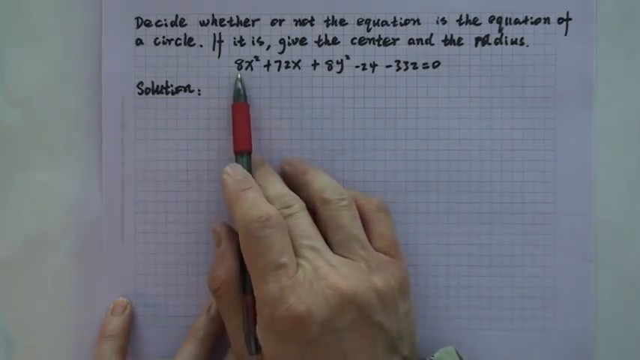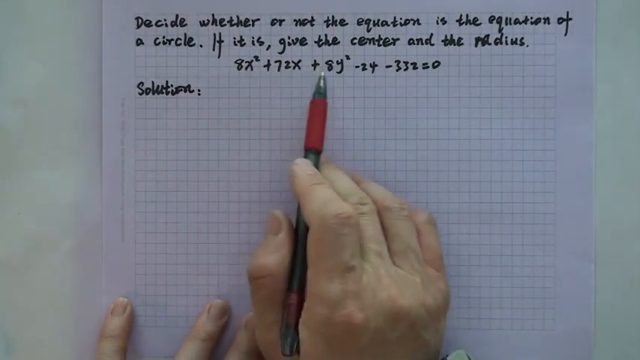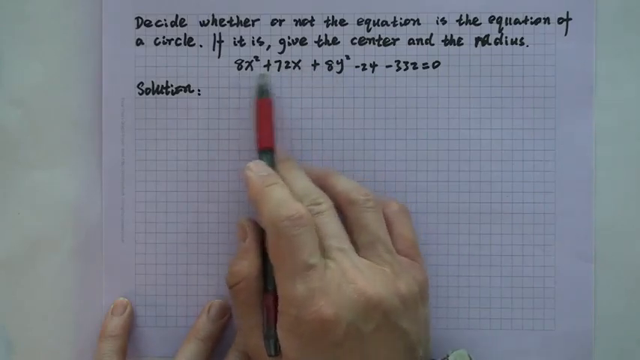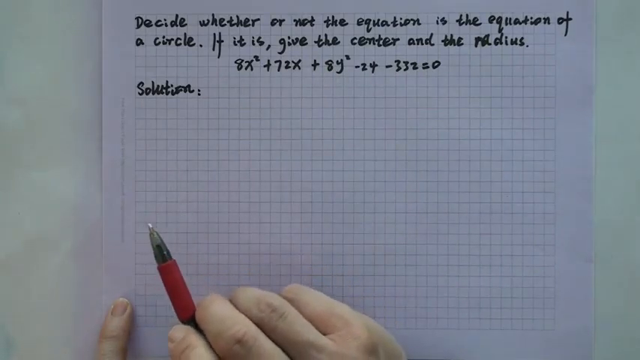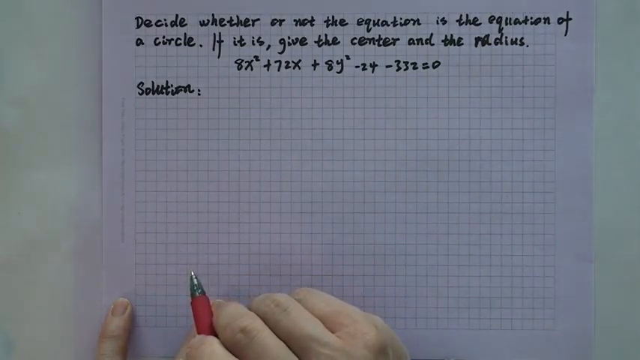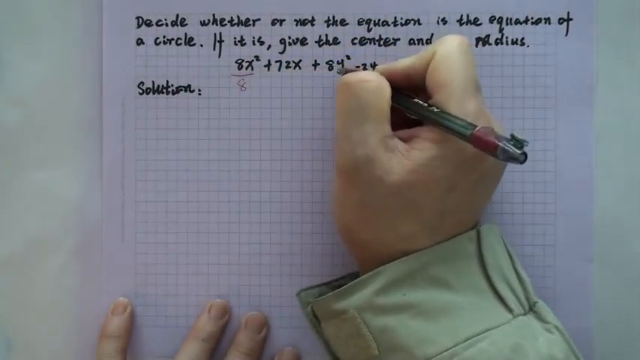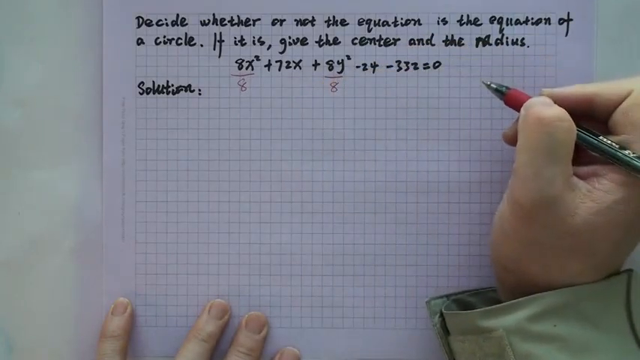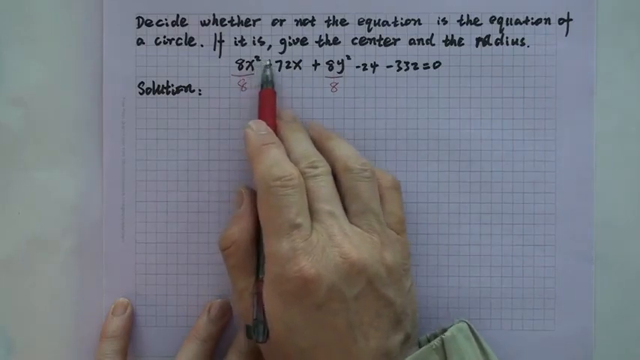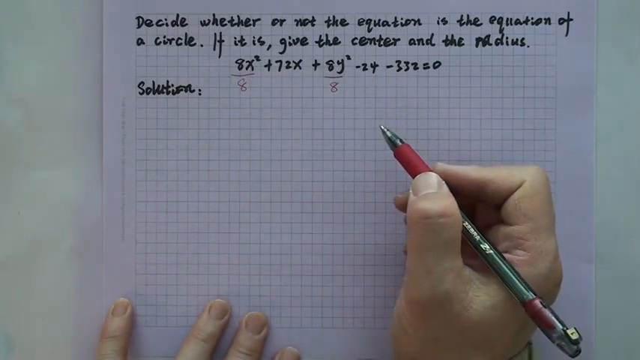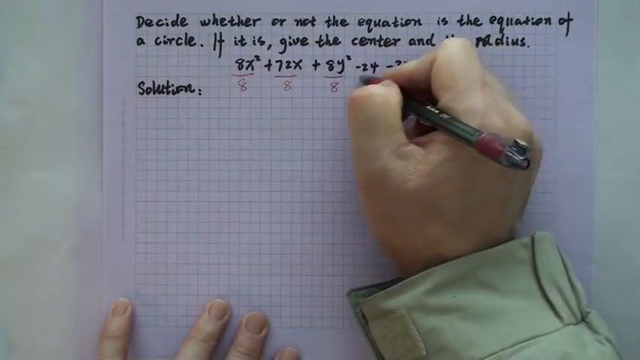because the signs of x squared and y squared both are positive, and the coefficients of x squared and y squared are equal. So, step 1, we want to divide every term by 8. Make the coefficient of x squared and y squared be 1. So, every term divided by 8.